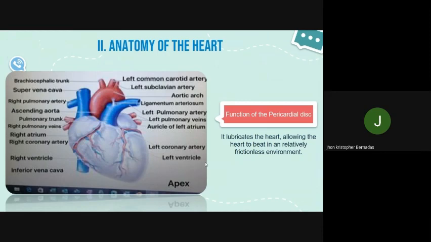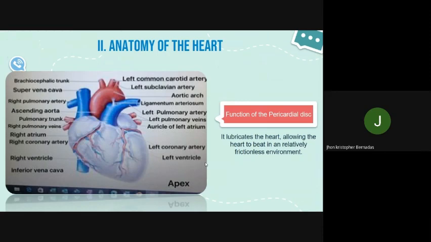For the left side, we have the left common carotid artery, a large elastic artery which provides the main blood supply to the head and neck. Next, we have the left subclavian artery, which is the fifth branch of the aorta and the third branch from the arch of the aorta. Next, we have the ligamentum arteriosum. Under it, we have the left pulmonary artery.